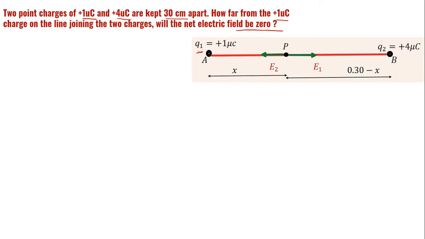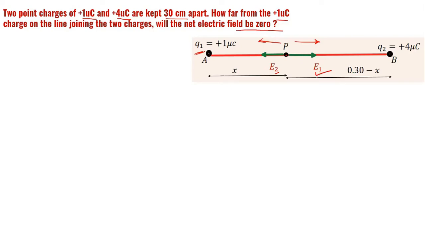Let us see first E1, due to Q1. Q1 is positively charged, so at point P the electric field due to Q1 will point away from the positive charge. That is, its direction will be this one. Similarly, E2 is due to the +4 microcoulomb charge, again a positive charge, so at point P the direction of E2 will point away from Q2. That is, E1 and E2 point in opposite directions at point P. Diagrammatically we have shown E1 and E2 in their directions.